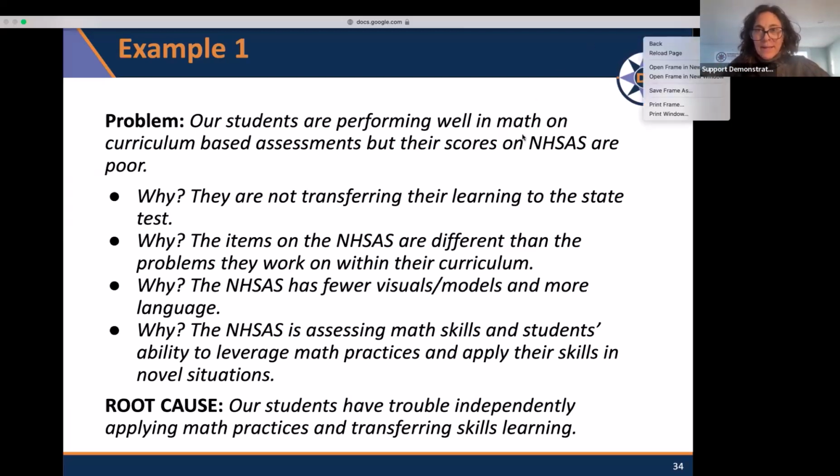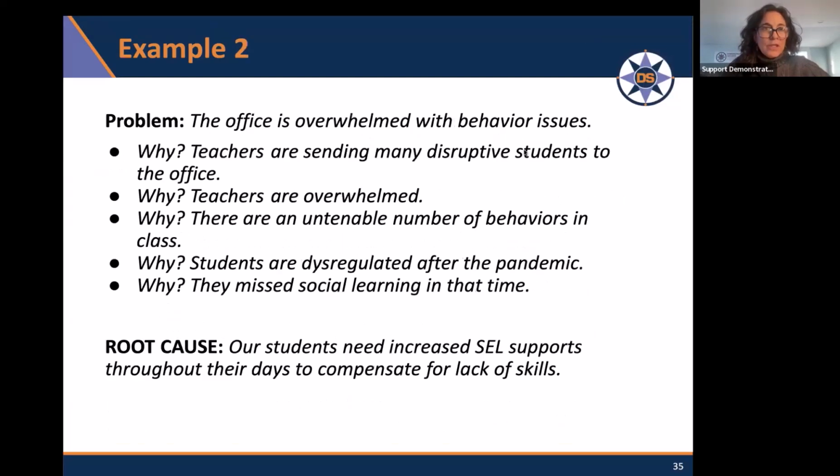And I have another example on the next page. Problem two, the office is overwhelmed with behavior issues. Why? Well, teachers are sending down many disruptive students. Why? Teachers are feeling overwhelmed. Why? There are an untenable number of behaviors in class. Why? Students are dysregulated after the pandemic. And why? Because they missed social learning in that time.